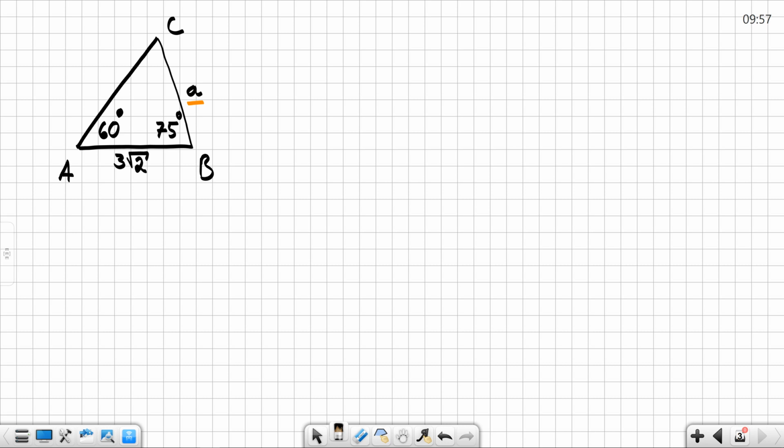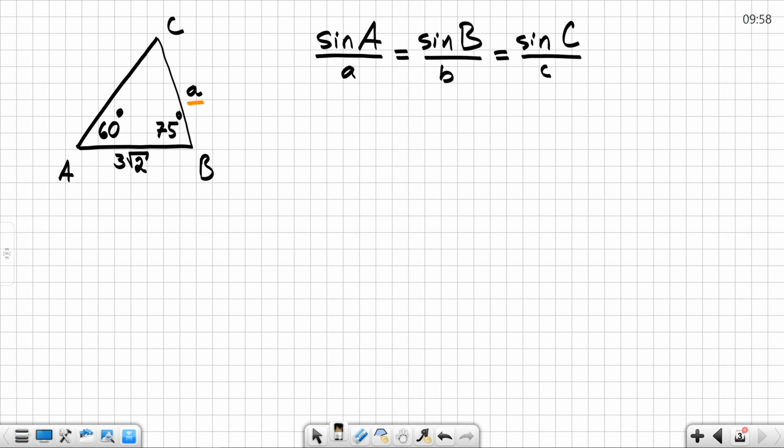I do remember that we have the law of sines, which says that the sine of A divided by the opposite length is the same thing as the sine of B divided by the opposite length of that angle, which is in return the same thing as the sine of C divided by its opposite length. So I'm looking for pieces where I have an angle, the opposite length, an angle, and the opposite length.